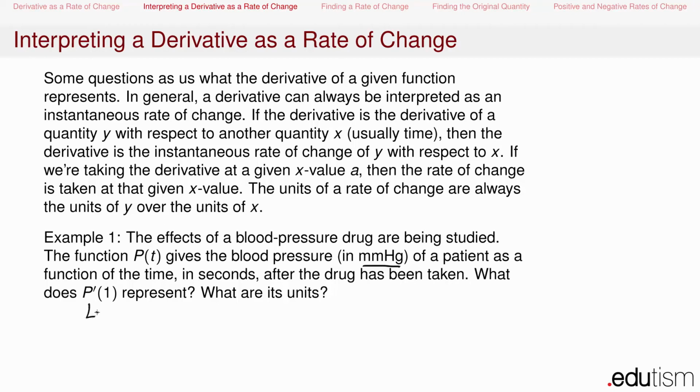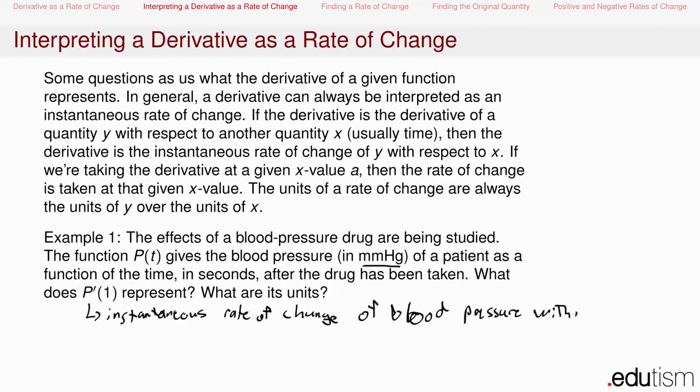Well, it's a derivative, so it is an instantaneous rate of change of, now what's the dependent variable? What's the y here? The y is p, which is blood pressure, with respect to, now the x here is time.